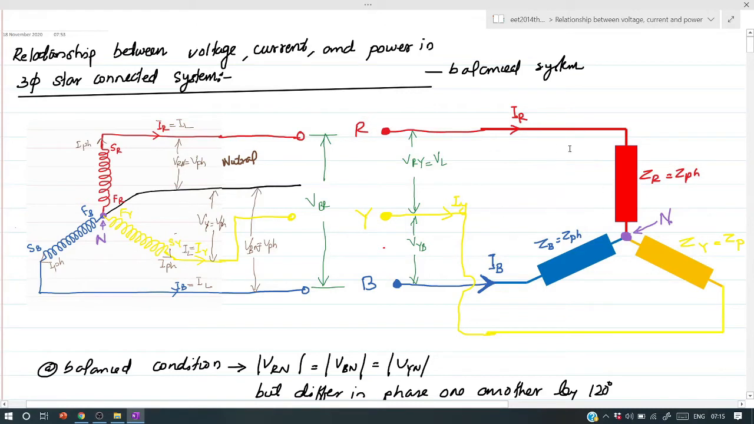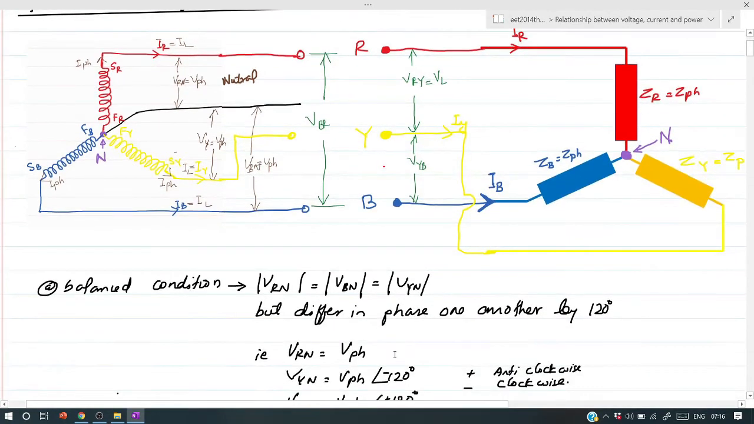When we apply KCL here, the current IR is entering this node. All currents are entering this node. So the current meeting at a junction is 0. So IR plus IB plus IY is equal to 0. When we consider the balanced condition, the phase voltages VRN magnitude is equal to VBN magnitude, which is equal to VYN magnitude, but they are mutually phase displaced by 120 degrees.